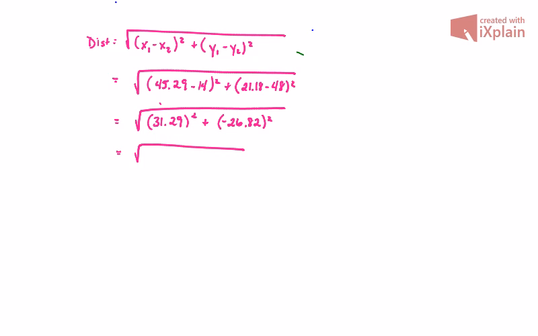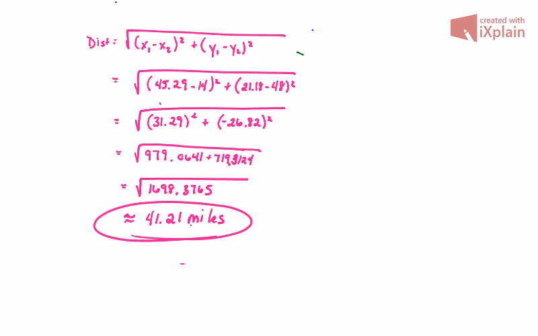As we continue this work, we get 979.0641 if we square 31.29. And then if we square that negative 26.82, we get 719.3124. Continuing to clean that up, if we do the addition, we get 1,698.3765. And then if we take the square root, this comes to about 41.21 miles. So this is how much of the trip we're going to be able to listen to that radio transmission.